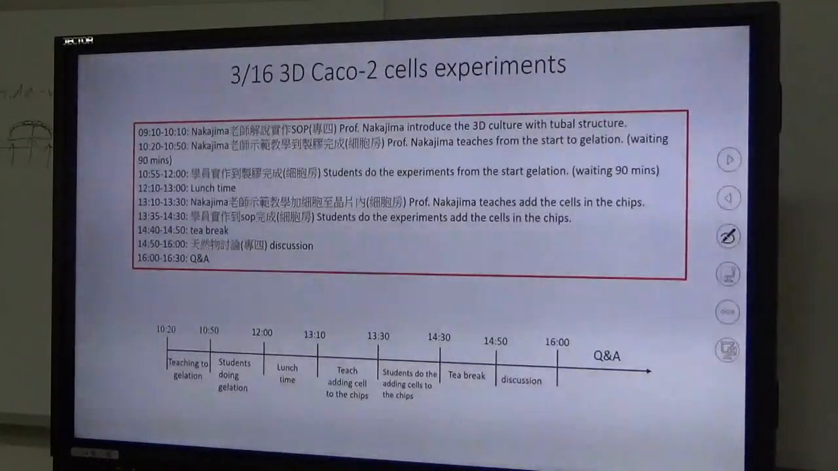So the presentation time is the past 1 hour, and then my teaching with demonstrations is only 30 minutes, and after that the students will try the generation themselves using the 12. Okay, yes, I understand this time schedule.